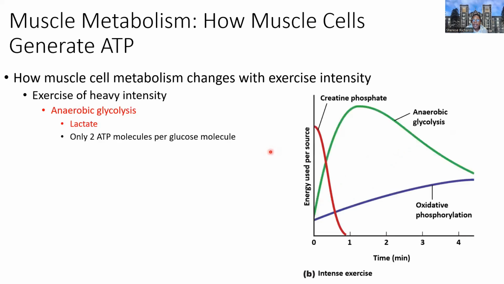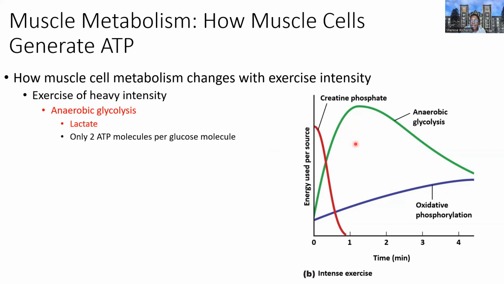Now, when we look at the heavier intensity exercise, we are going to rely mainly on anaerobic glycolysis, and that is because we're typically not able to match the oxygen demand of muscles to perform these heavier intensity activities with the rate of breathing alone. So now we have to use anaerobic glycolysis where we can make ATP in the absence of oxygen. Okay, just because the oxygen supply is not going to match the demand.